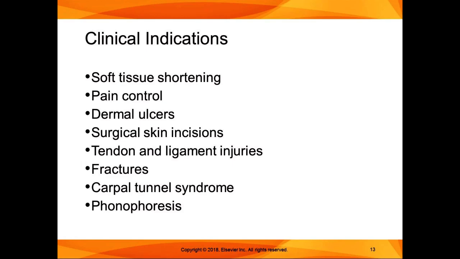So the clinical indications for ultrasound are soft tissue shortening, pain control, dermal ulcers. Ultrasound is used a lot in wound healing. Surgical skin incisions, except in certain cases, and we'll talk about that. Tendon and ligament injuries, fractures, carpal tunnel syndrome, and phonophoresis.